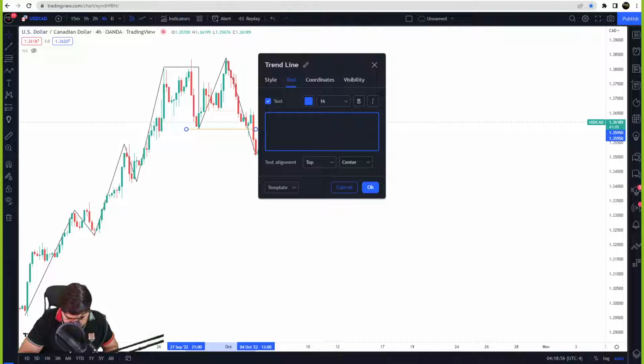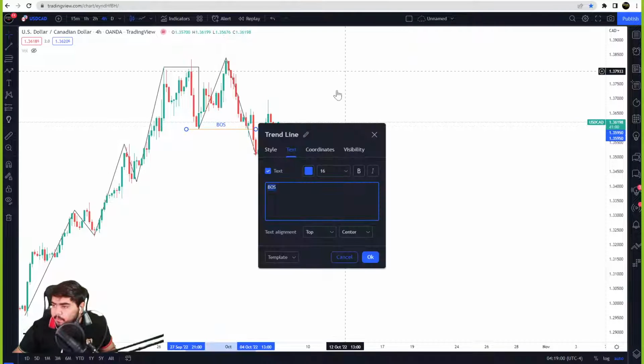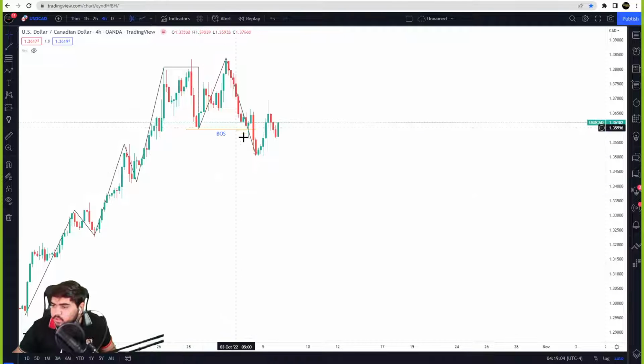So let's mark this as well. We have a bearish break of structure. Let's make it right here. So we have a break of structure.